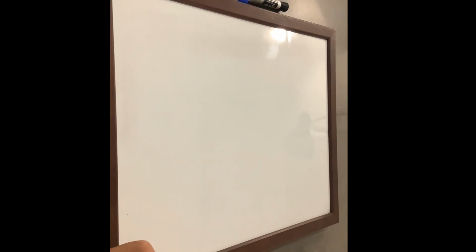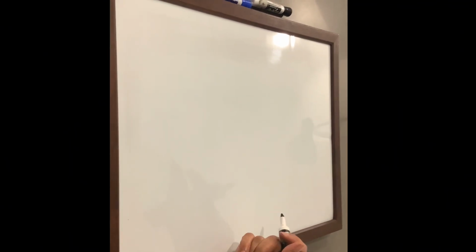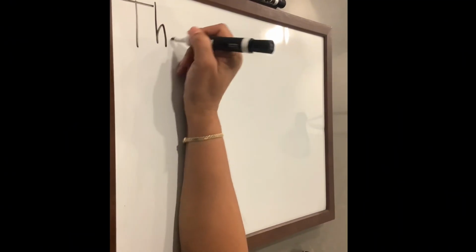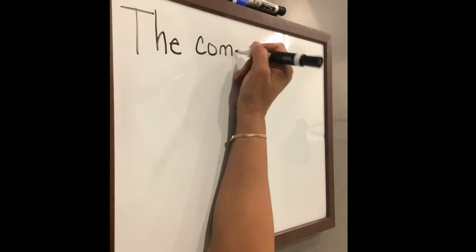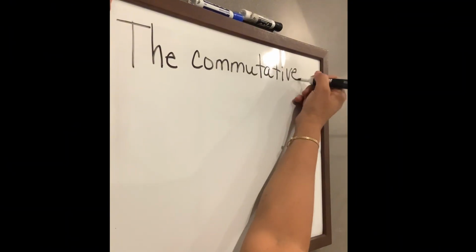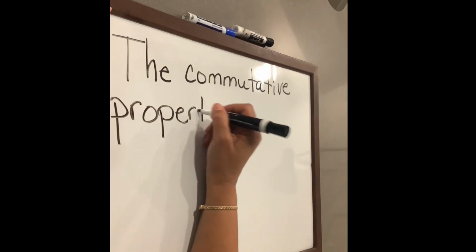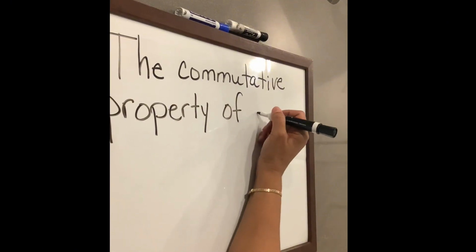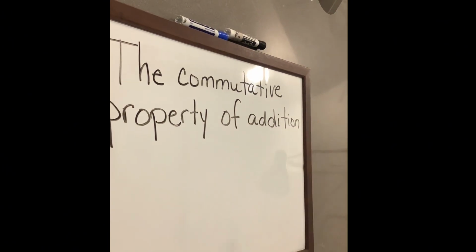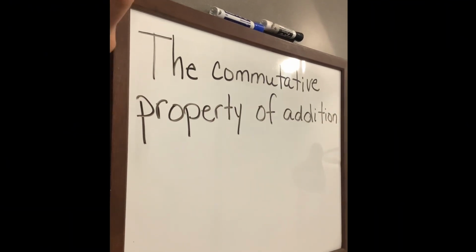So today we're going to talk about the commutative property of addition. The commutative property of addition states that the order in which you add two numbers doesn't affect the sum.